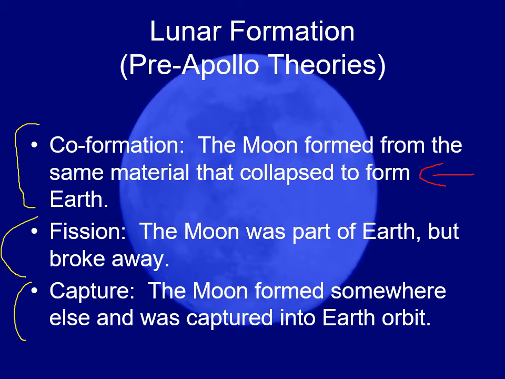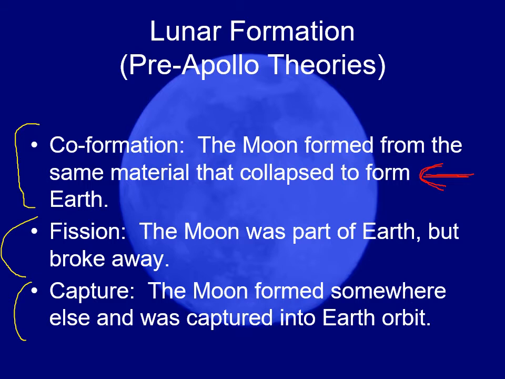Co-formation. So the moon formed out of the same material that was making Earth. Well, if that's what happened, then it should have the same basic angular momentum as the Earth, meaning that the moon would form directly over the Earth's equator, which obviously is not correct. The moon's orbit is really close to the ecliptic, not close to the equator of the Earth. So the moon's orbit is closer to lined up with the rest of the solar system than it is lined up with Earth.